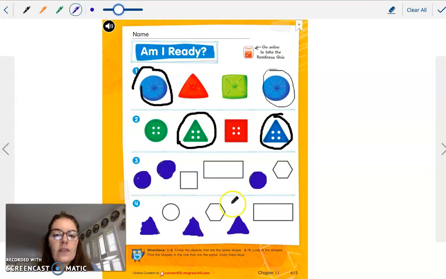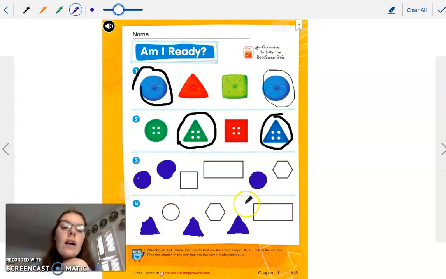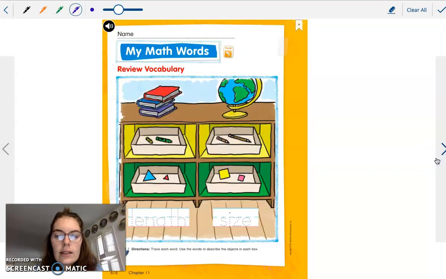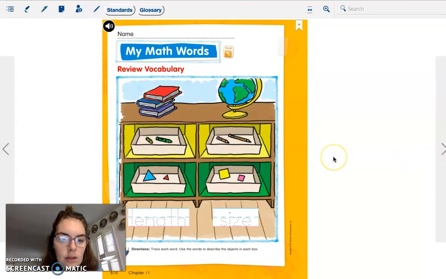Okay, very nice. Now we're going to go ahead and turn the page. I'll give you a second to finish coloring your triangles. Now remember, we're not coloring the circle or the hexagon or the rectangle because there are no other shapes that are the same. There are no other circles, there are no other hexagons, and there are no other rectangles. All right, let's look at our next page.